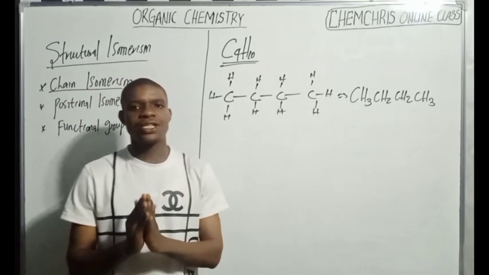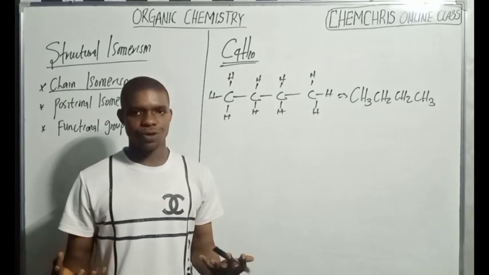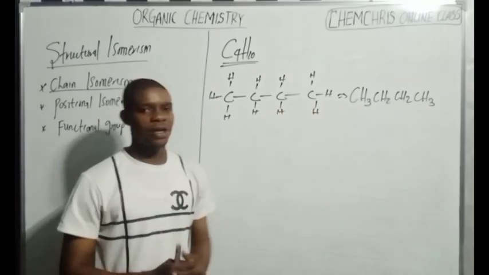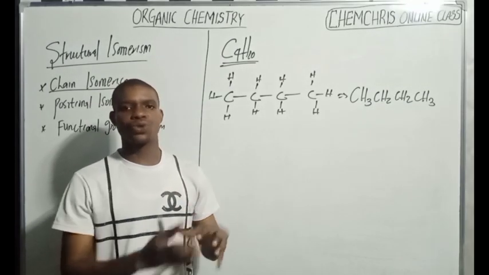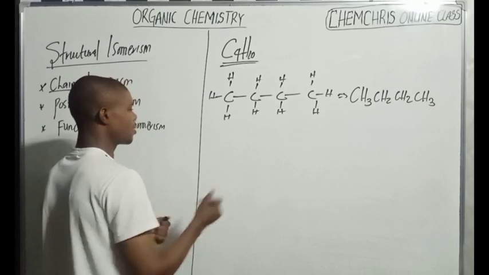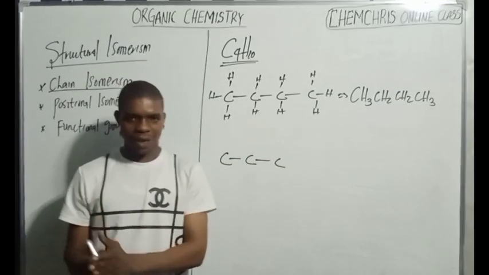Now, one thing about chain isomerism: you start decreasing the number of carbon atoms in the main chain. How many carbon atoms do you have here? I have 4 carbon atoms. Now, let's reduce to 3: 1, 2, 3. Now, I have 1 carbon atom left.